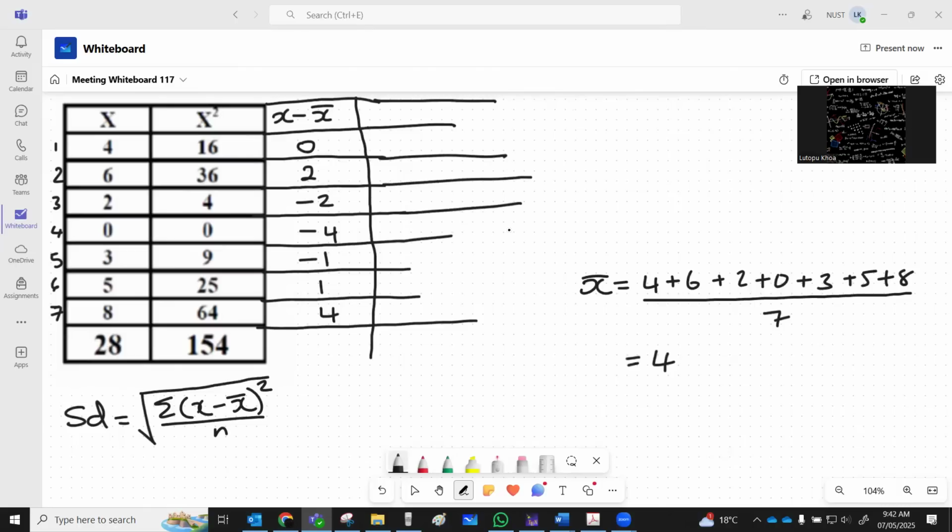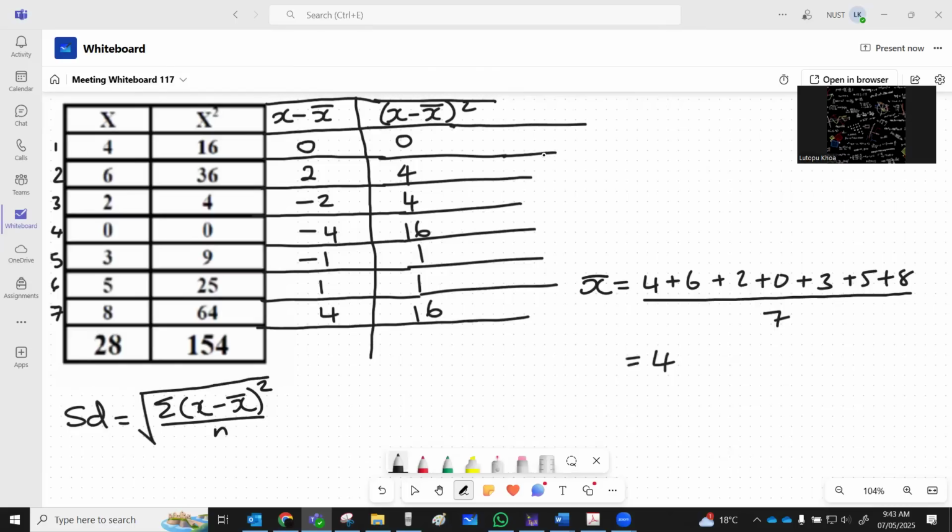Then the next thing is, if you remember, we said this symbol here, sigma, means a sum. But first we have to square it. So each of these values here, we're going to square them. 0 squared is 0, 2 squared is 4, negative 2 squared is 4, negative 4 squared is 16, negative 1 squared is 1, 1 squared is 1, and 4 squared is 16. So this is x minus x bar squared. And then the last thing is this summation. The summation just means you must add everything in the column.